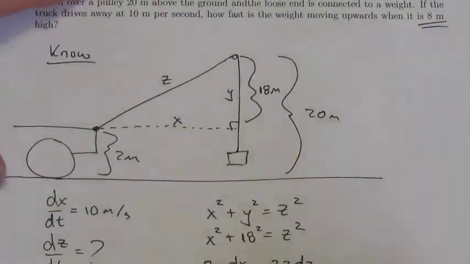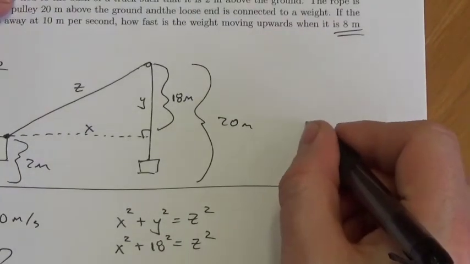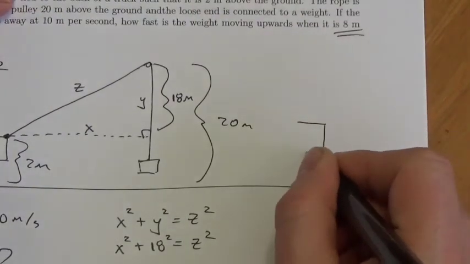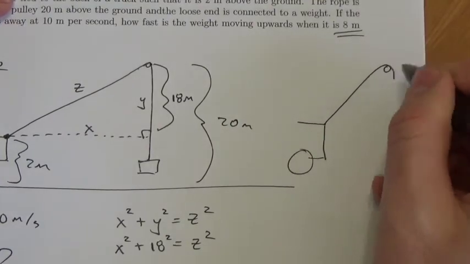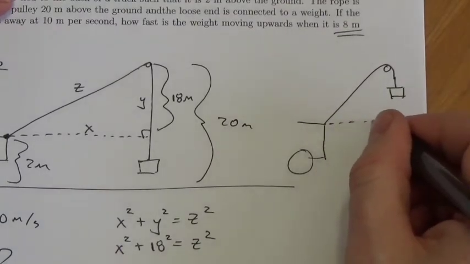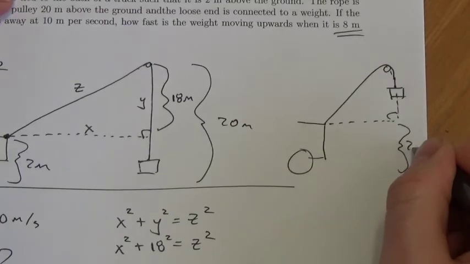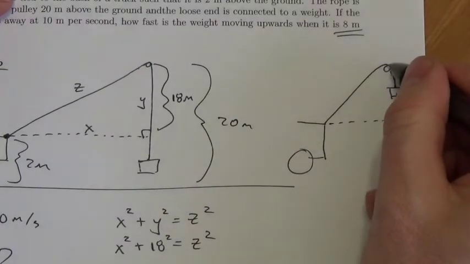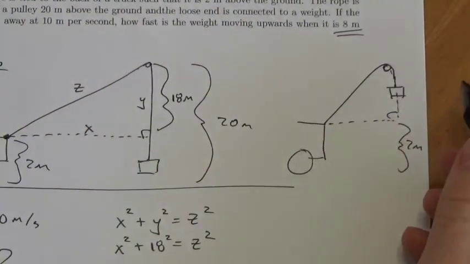Now, just again, so that you get a sense of the situation here. And again, this is another reason why this tends to throw people off. Here's our truck. Here's our rope going up. Here's our weight. Now at 8 meters high, it's going to be up here. Because remember, this distance here to the ground is 2 meters. And that pulley is way up here at 20 meters. Now I know my diagram isn't to scale here.